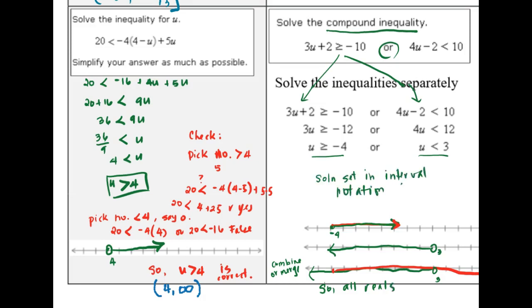So the solution set in interval notation is -infinity to infinity. Note that we never use square brackets for the infinity symbols. They are always open brackets or parentheses.